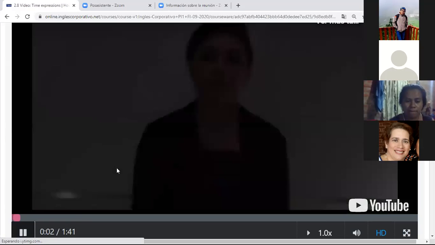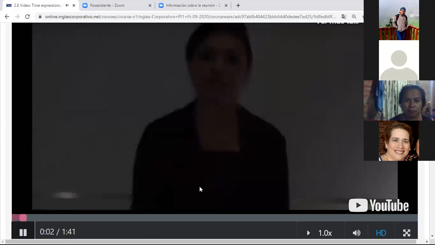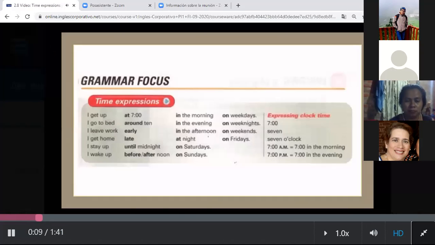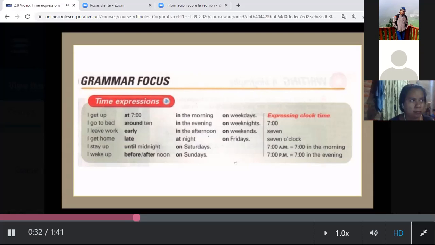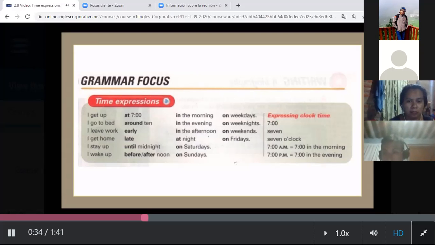This will be able to identify and use time expressions, such as prepositions and adverbs of time. Time expressions. I get up at 7 in the morning on weekdays. I go to bed around 10 in the evening on weeknights. I leave work early in the afternoon on weekends. I get home late at night on Fridays. I stay up until midnight on Saturdays. I wake up before noon on Sundays. I wake up afternoon on Sundays.